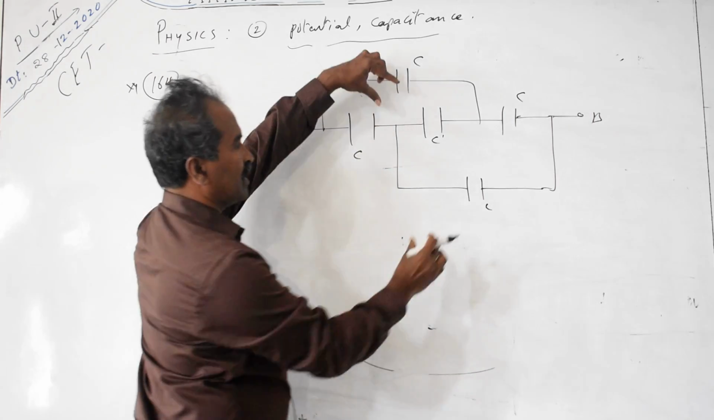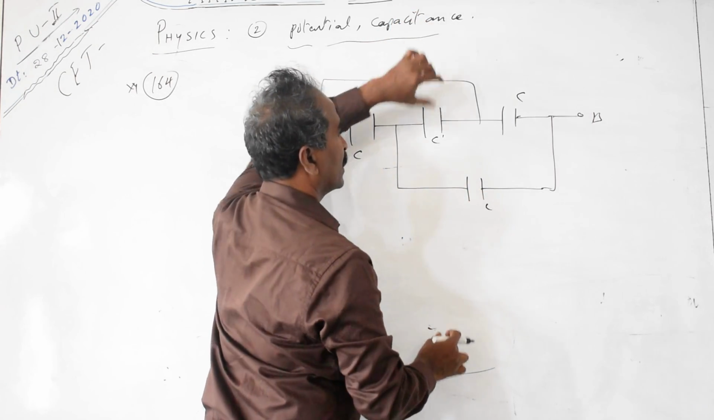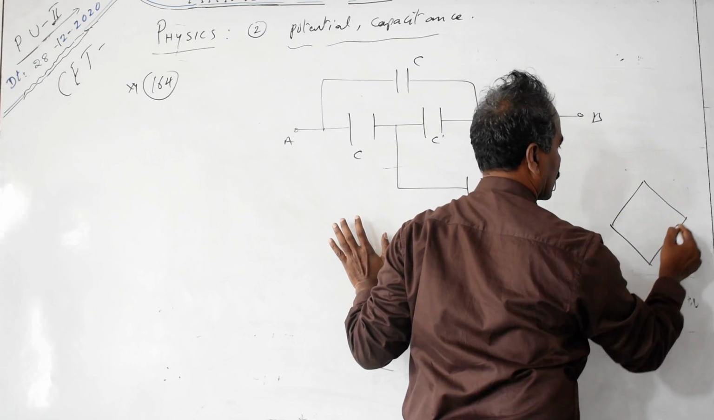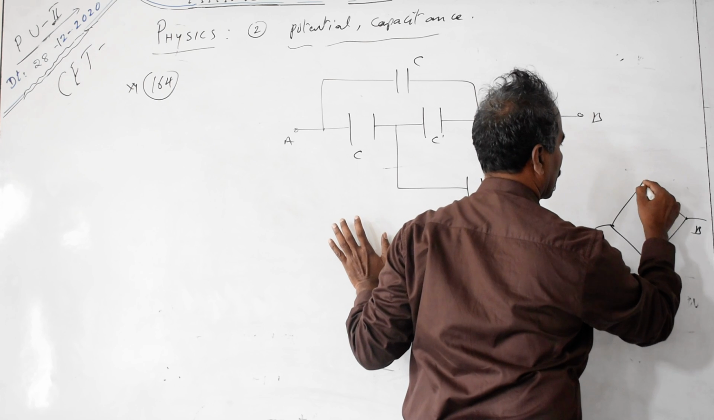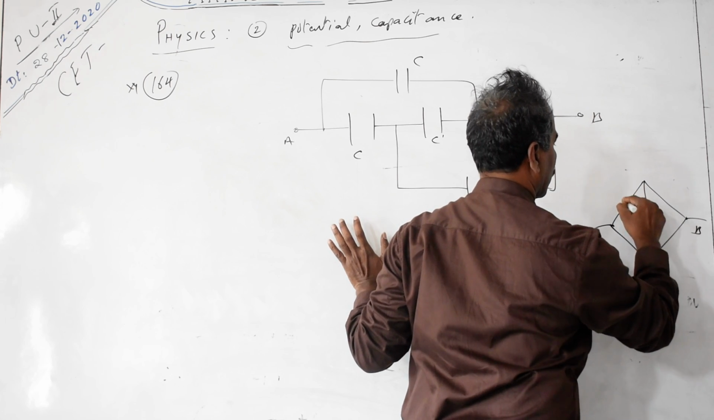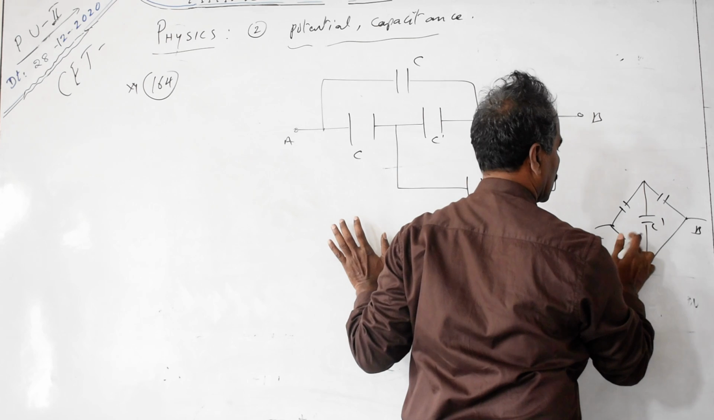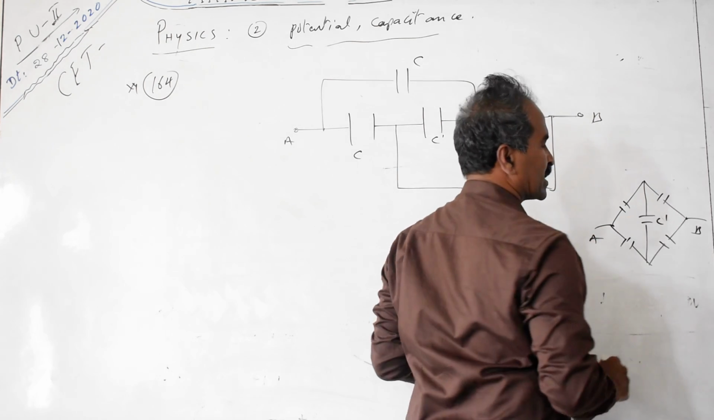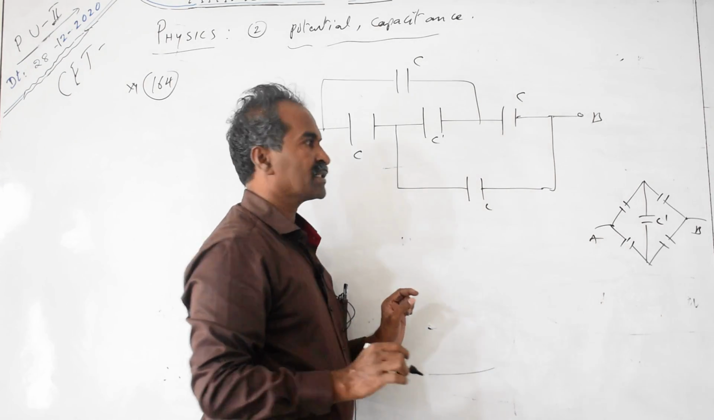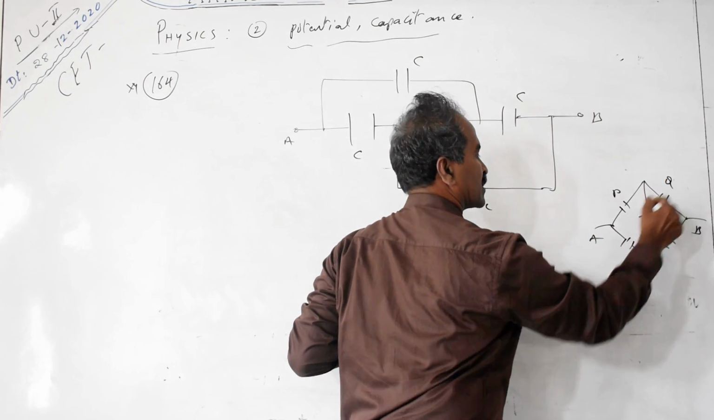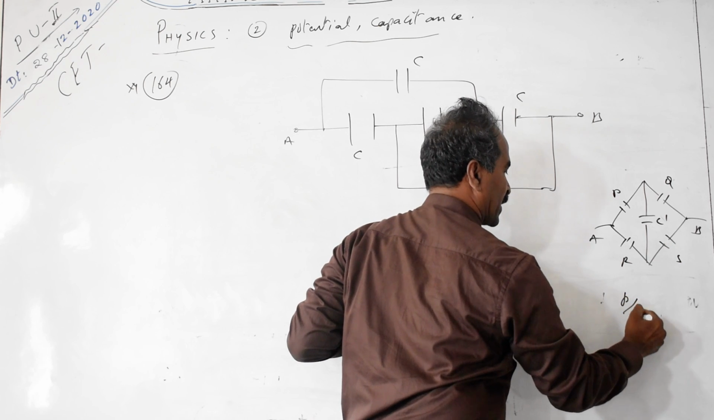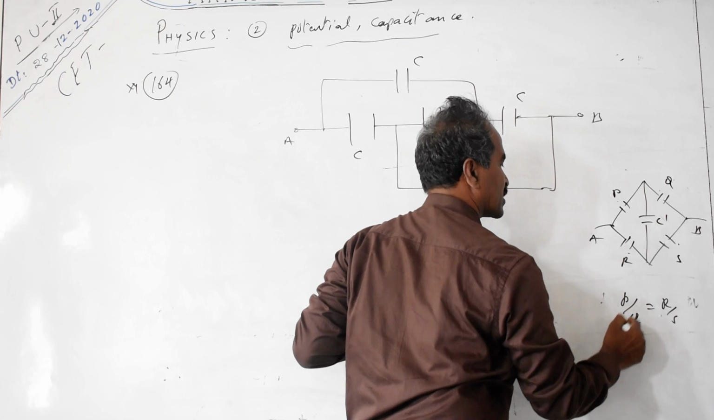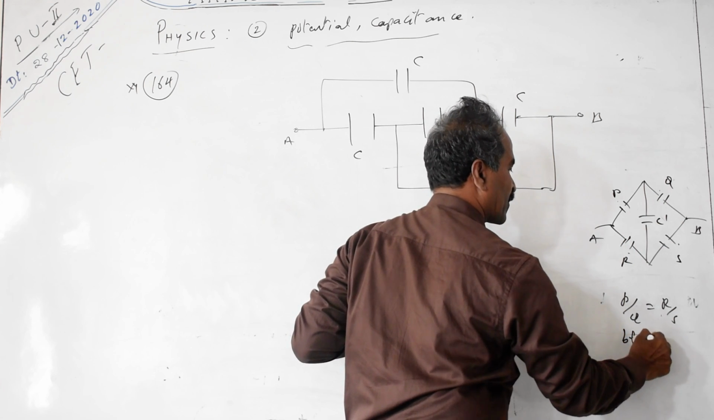If you pull it like this, you will get a structure like this. This is A, B. This is nothing but C prime, C, C, C, C. C prime, whatever it is, does not matter. It is a balanced bridge. When you take it as P, Q, R, S, if P by Q capacitance equals R by S, or P by R equals Q by S, it is a balanced bridge.